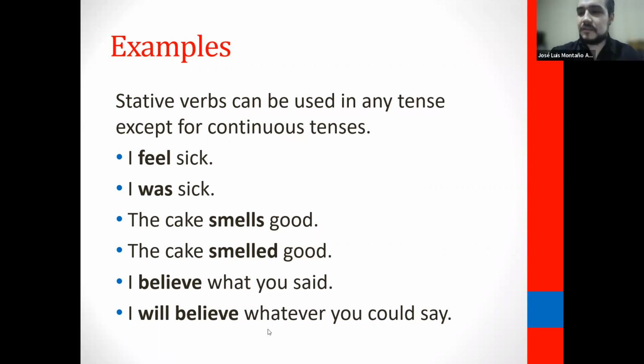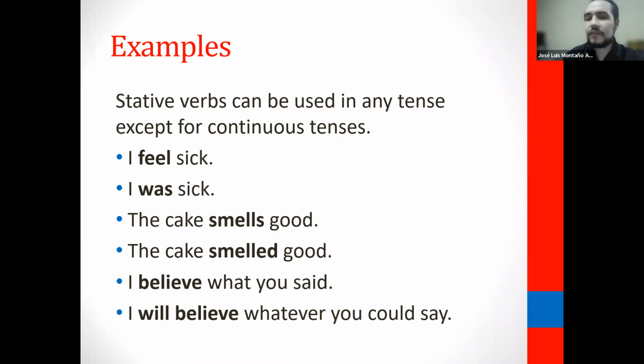Stative verbs can be used in any tense except for continuous tenses. I feel sick. I was sick. The cake smells good. The cake smelled good. I believed what you said. I will believe whatever you could say. Great. Thank you very much, Astrid.